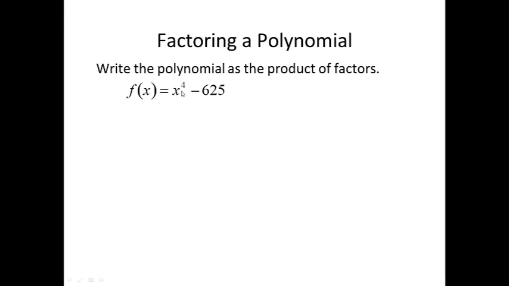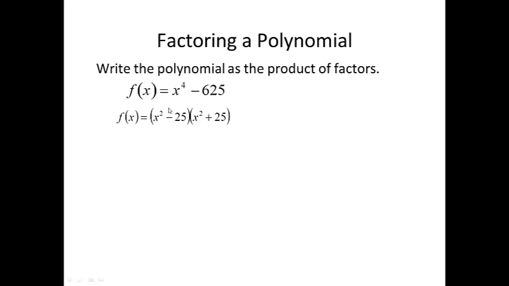Last example here, factoring this. This is a difference of squares with x squared as my first term, and the square root of 625. I hope you know what the square root of 625 is. If not, you might have to play around with your calculator a little bit. That would be 25. Now look, we have a minus here. That means there are some real roots here. This is a plus. That's imaginary roots.